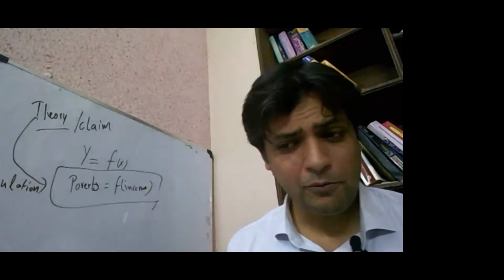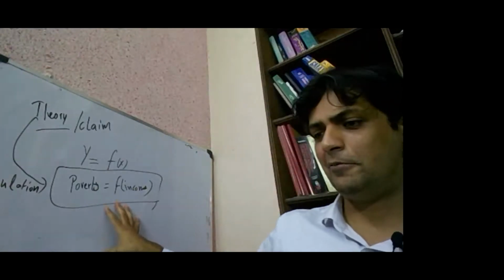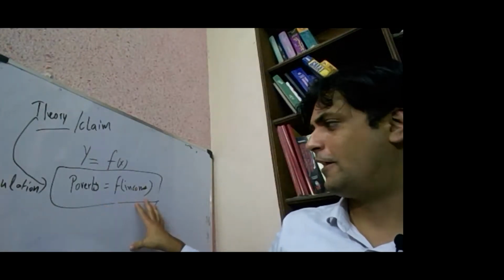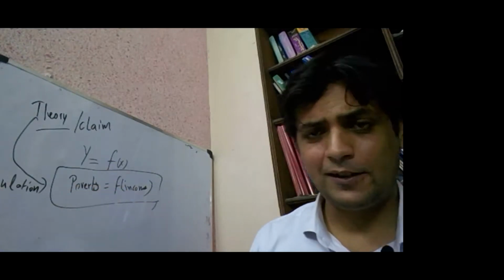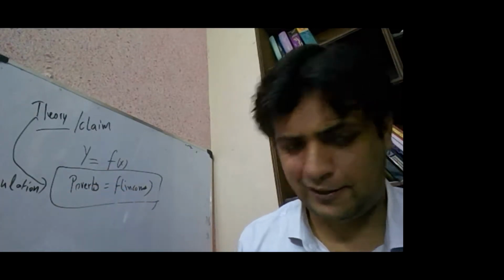Right? Once you formulate your theory, now it's an easy step. You need to collect the data. You can get income data, you can get poverty data, and hence you can continue your testing.